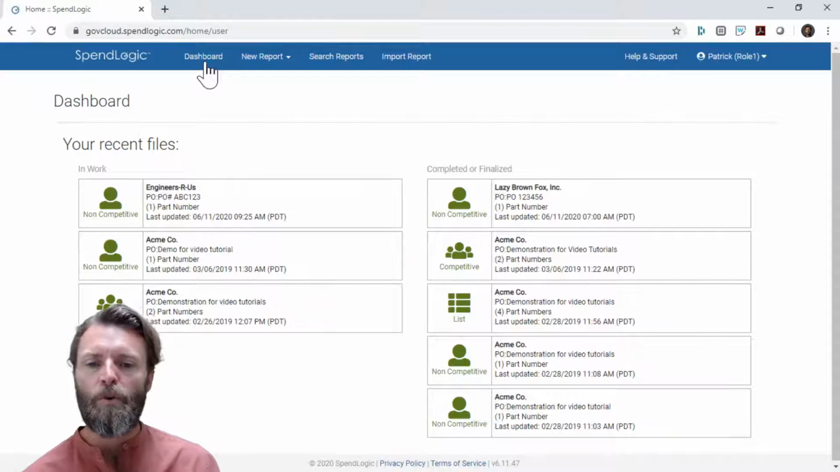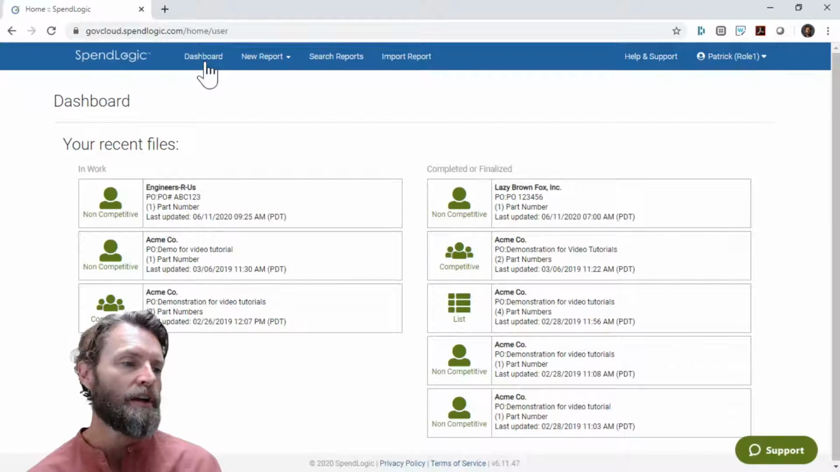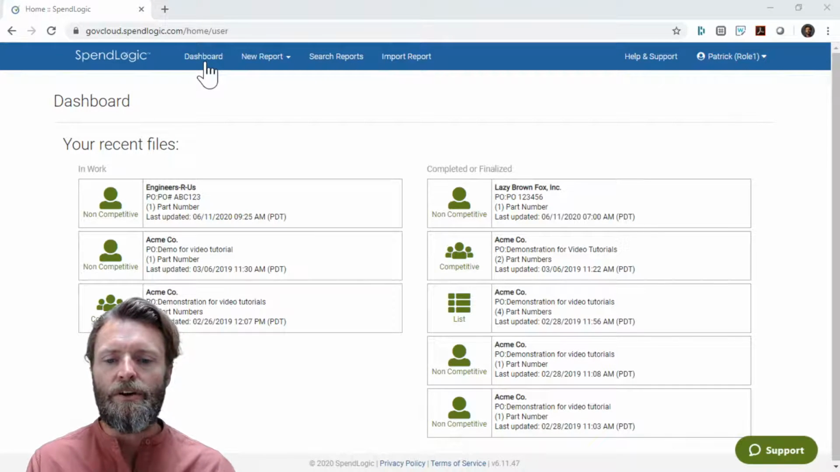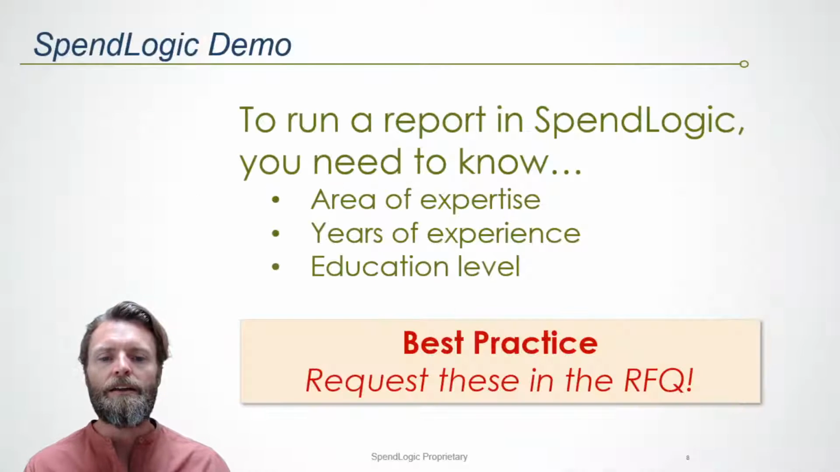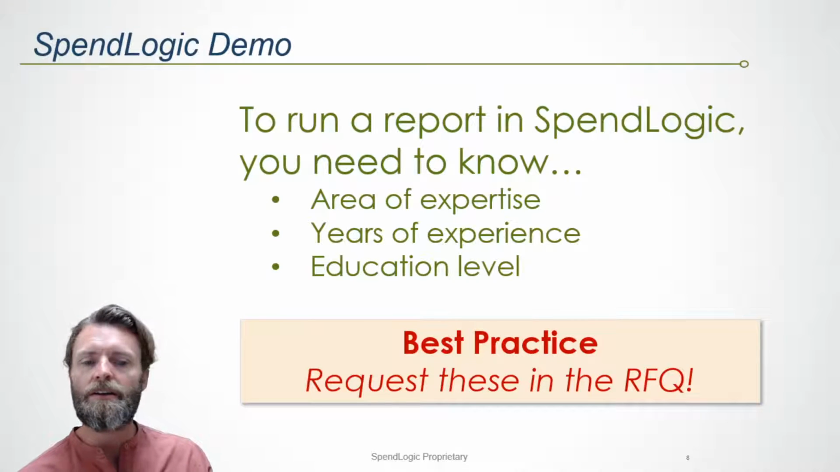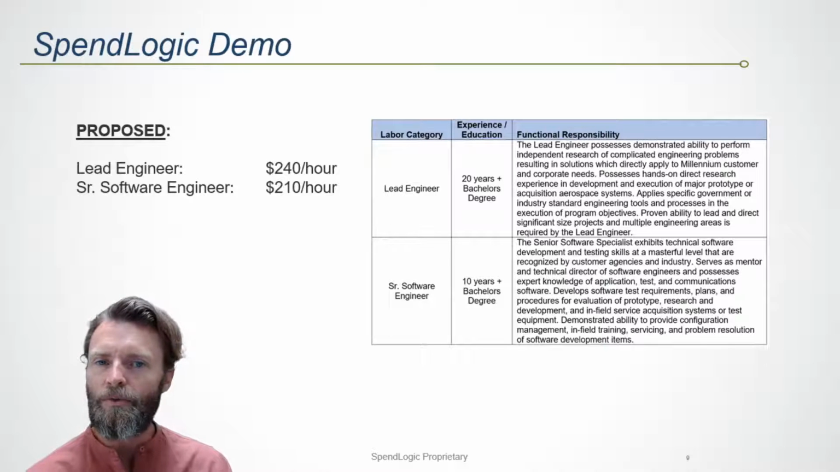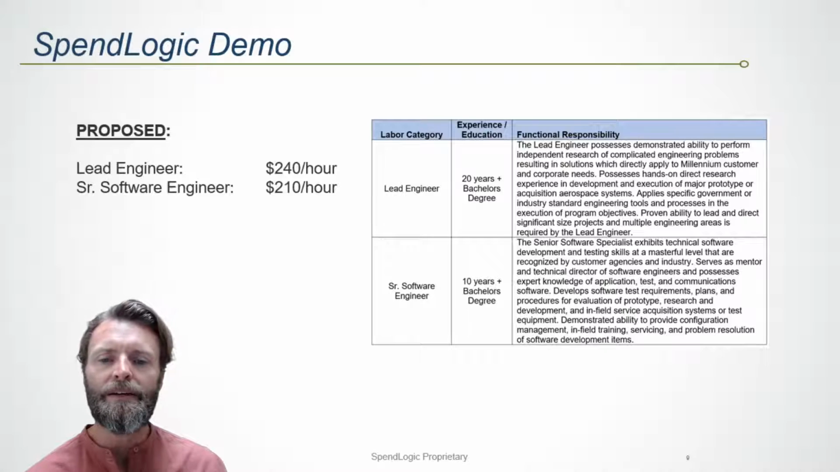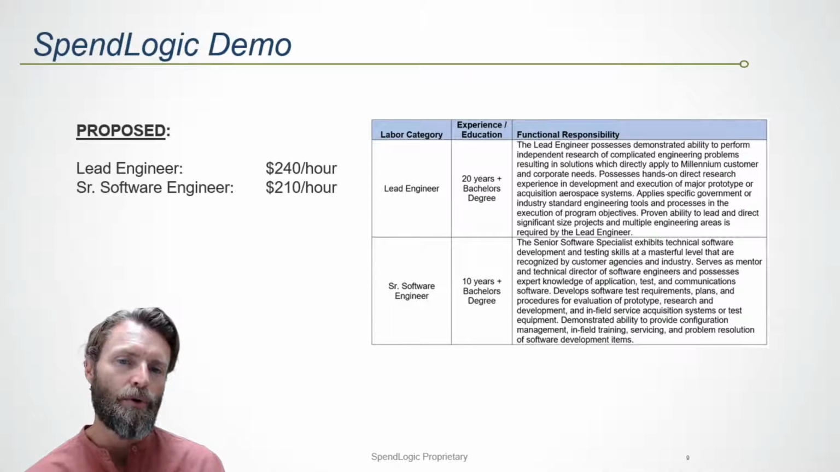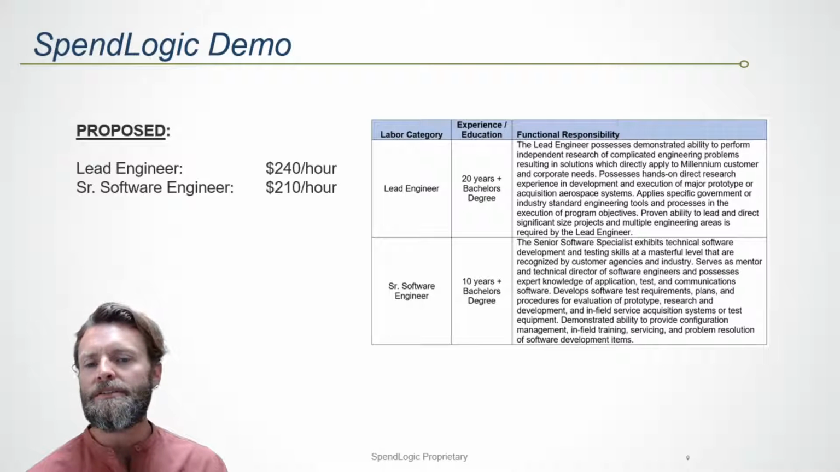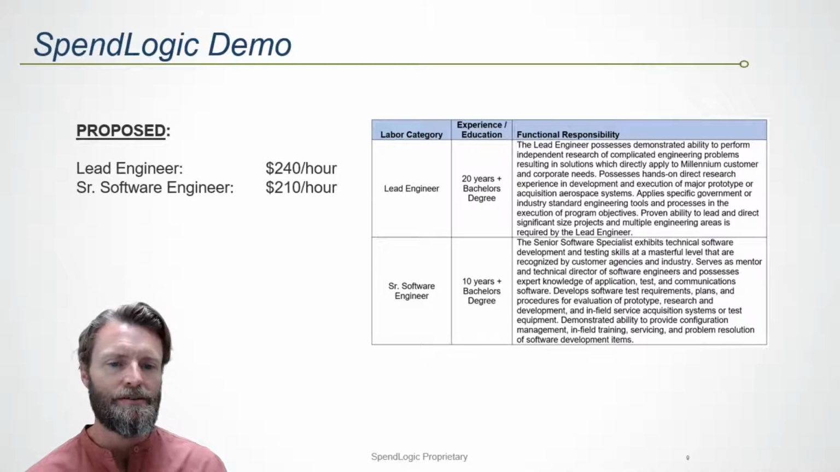So in my dashboard, I can see that I've already created, oops, I forgot to show you something. So I need to know areas of expertise, experience level, and education level. So what I've done is I've already requested that. I'm going to show you this example. My example here is that I have a lead engineer that is quoted at $240 an hour, and I have a senior software engineer that is $210 per hour.